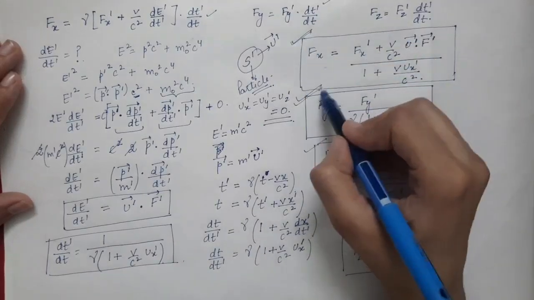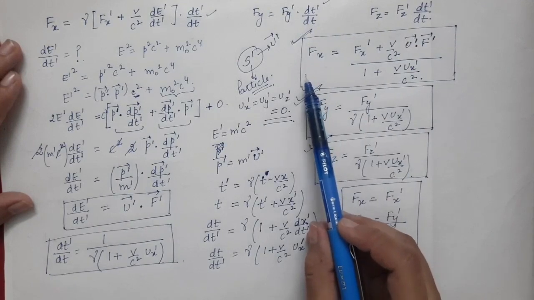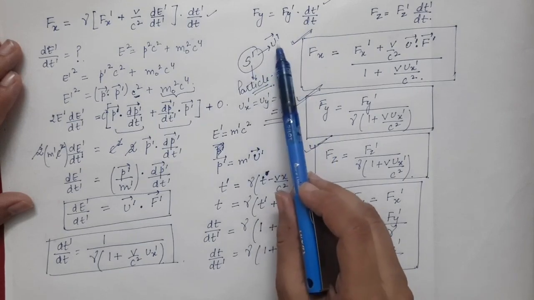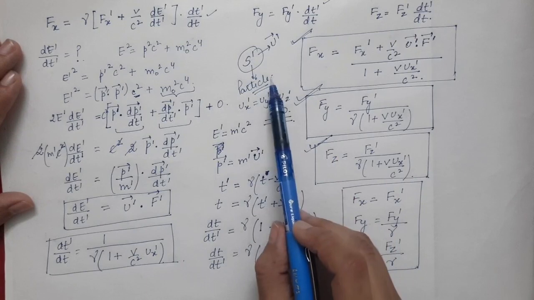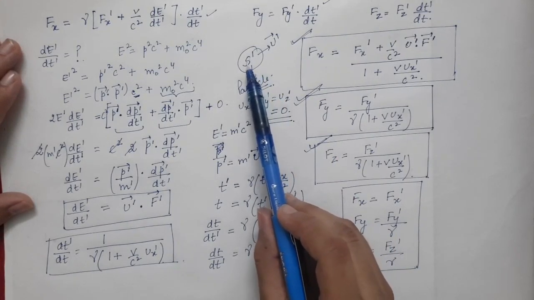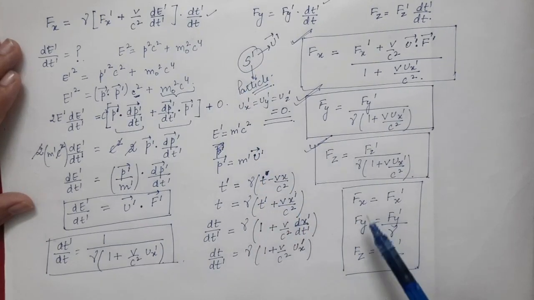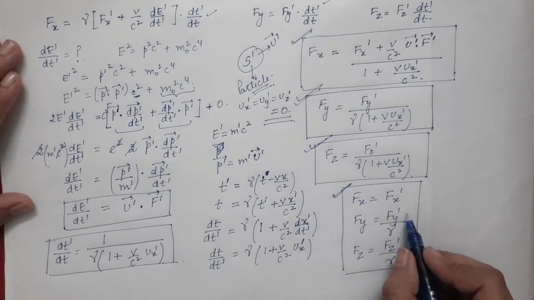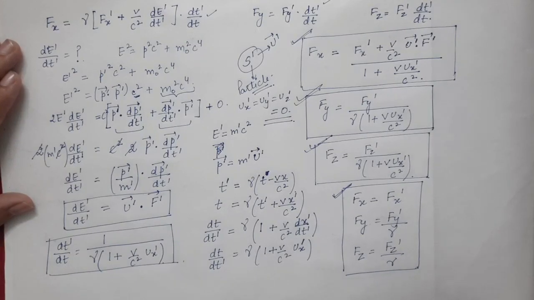These first three equations are the ones in which the velocity of the particle in the S frame is u and the velocity of the same particle in the S' frame is u'. But when the S' frame is the particle's rest frame, so the particle is momentarily at rest in the S' frame, in that case you will get these three equations: fx is equal to fx', fy is equal to fy' divided by γ, and fz is equal to fz' divided by γ.